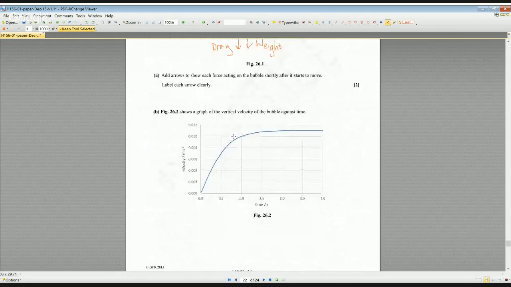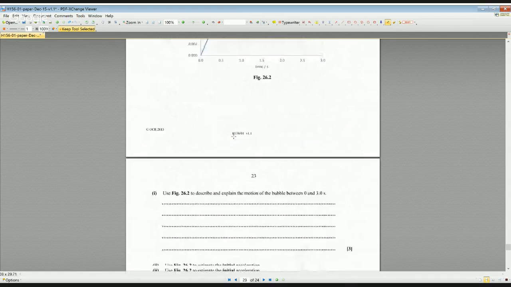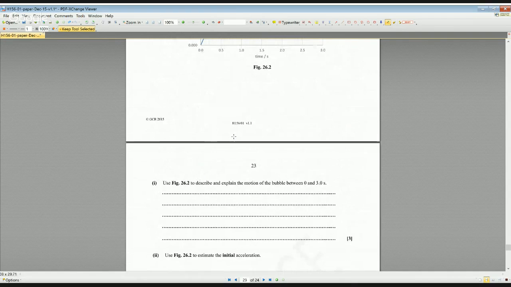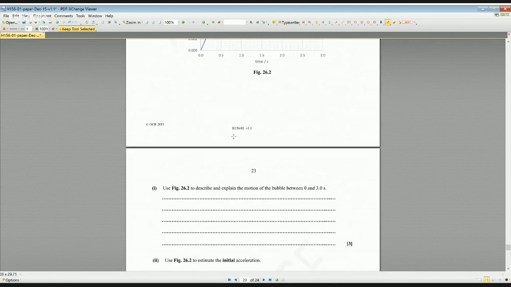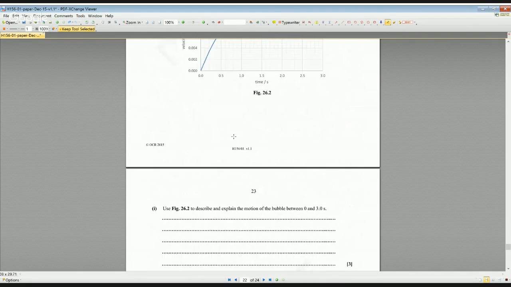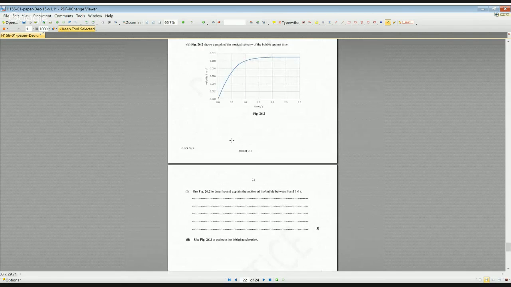Here we have the graph showing the vertical velocity of the bubble against time. And we have to use figure 26.2 to describe and explain the motion of the bubble between 0 and 3 seconds. So I'm just going to zoom out a little bit.